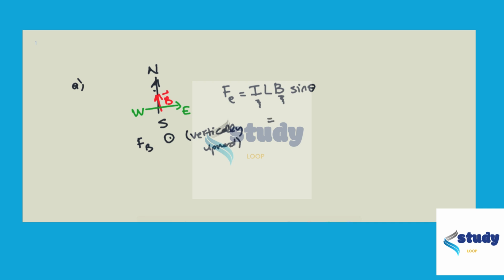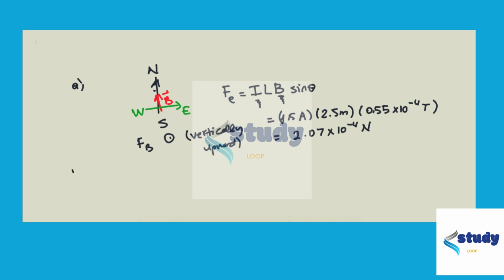So let's calculate the magnitude now. The current is given to us as 1.5 amps, and the length of the wire is 2.5 meters. Then we have the Earth's magnetic field, but it's given to us in units of Gauss, and we want to convert that to Teslas. So it's 0.55 times 10 to the power negative 4 Tesla. From here, the force exerted by Earth turns out to be something very small. It's 2.07 times 10 to the power negative 4 newtons for this particular orientation.